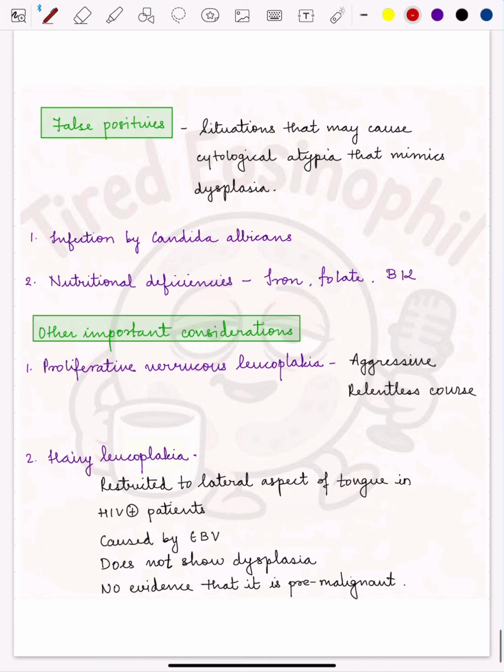Now we also have some false positives, wherein there are situations that may cause cytological atypia that mimics dysplasia. So cytological atypia is present but it is not dysplasia. What are those conditions? They can be infection by Candida albicans and nutritional deficiencies like iron, folate and B12. It can be reactive in nature because of infection.